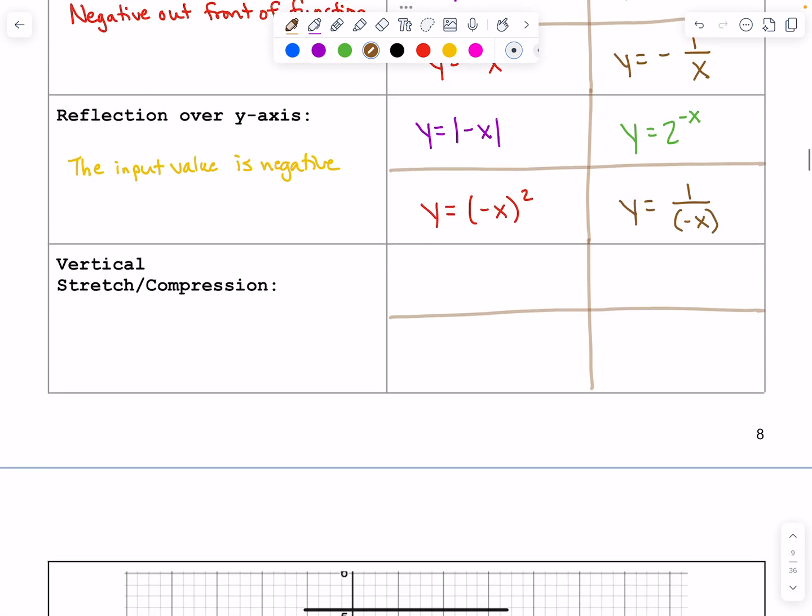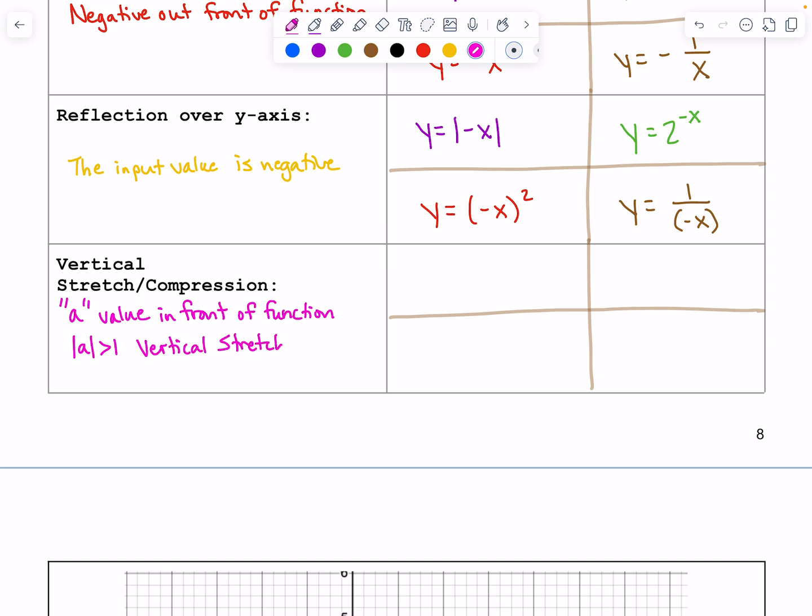All right, so for vertical stretch and compression, these go with the a value, we call it, that's out front of the function. So let's put a, because it could be another letter. They just normally call it that to keep things simple. So the a value in front of the function determines these things. So if the absolute value of a is greater than 1, you have a vertical stretch. Your graph will look more narrow, in other words.